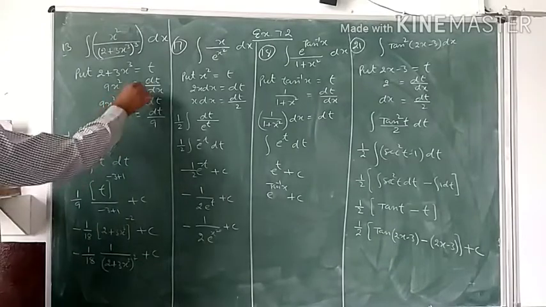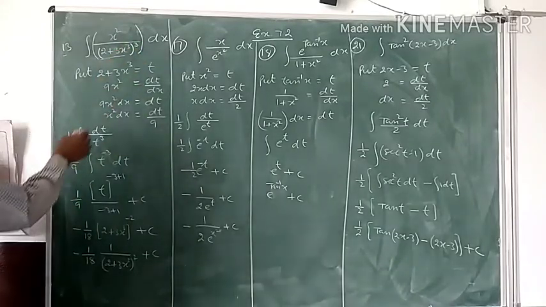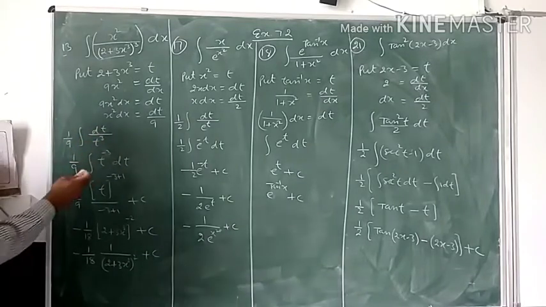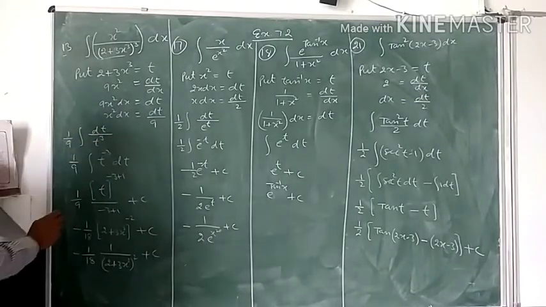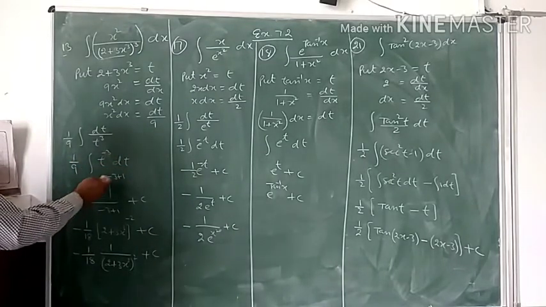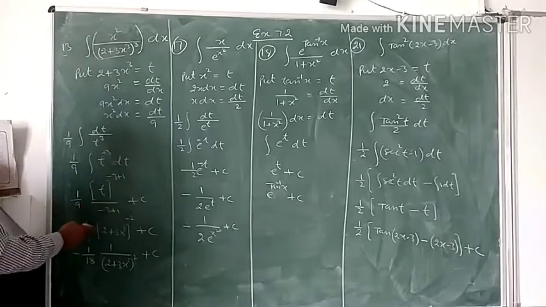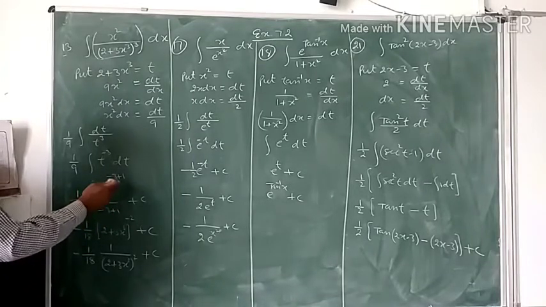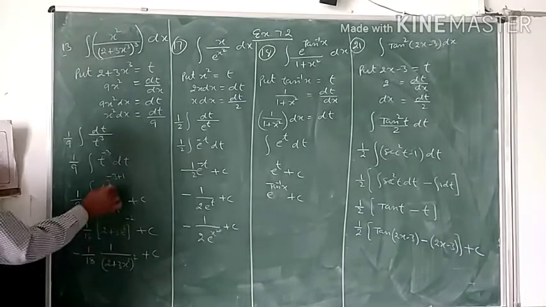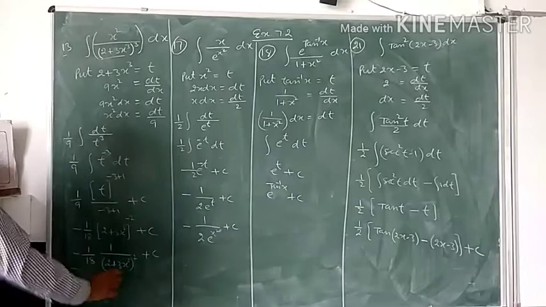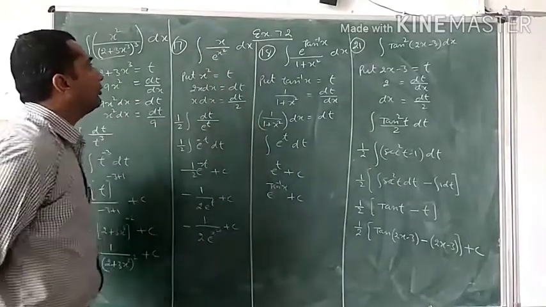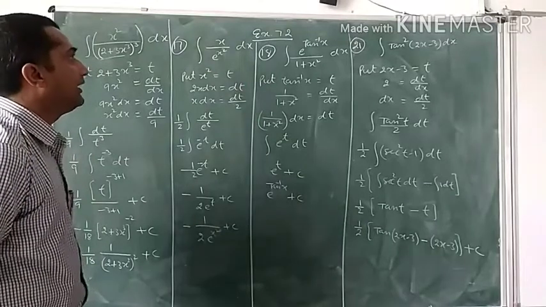After substituting these values in this integral, we will get 1 over 9 dt over t raised to power 3. So you know that there should be no variable in the denominator. So integrating t raised to power minus 3 dt and solving it, you will get t raised to power minus 3 plus 1 over minus 3 plus 1, and after substituting the value of t from here, you will get the answer.